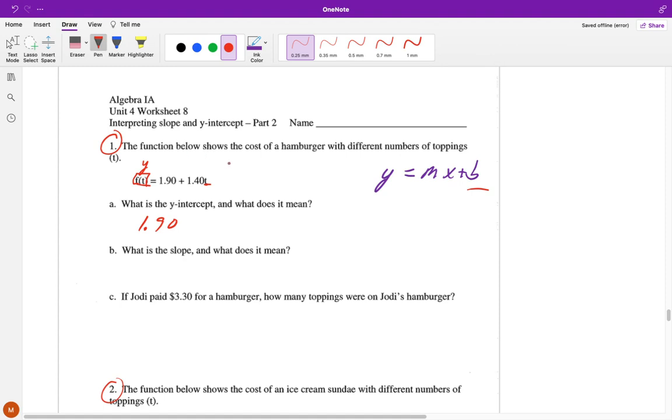Well, the function below shows the cost of a hamburger with different toppings. So t represents toppings, because it says toppings t. This is how much the hamburger costs if you got 0 toppings on it. No matter what, you're paying $1.90 for the hamburger. So it's telling us what it costs.